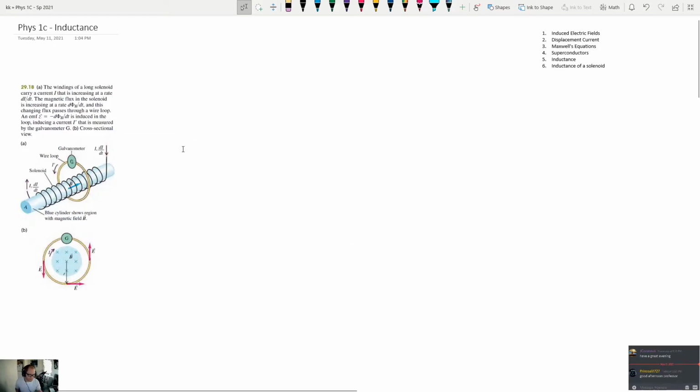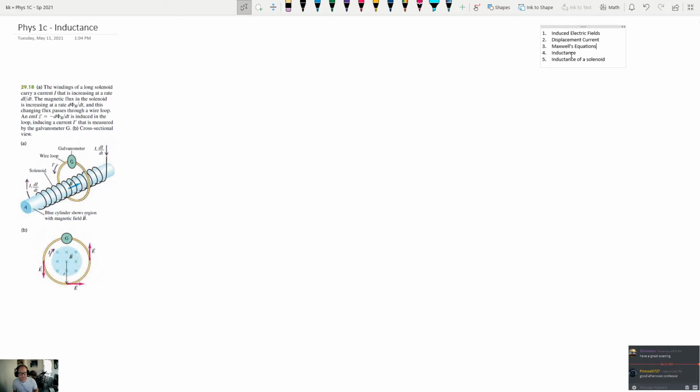All right, so today, this is Physics 1C for Tuesday, May 11th. This is tidal inductance, and we may or may not get to that topic today, but we'll see. We should. Okay, so this is what we're talking about today. We're not talking about superconductors. We talked about that earlier.